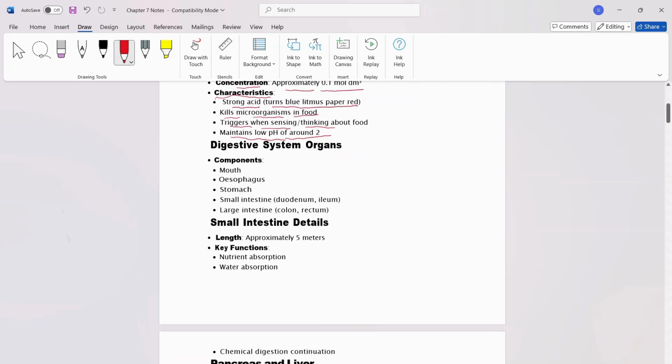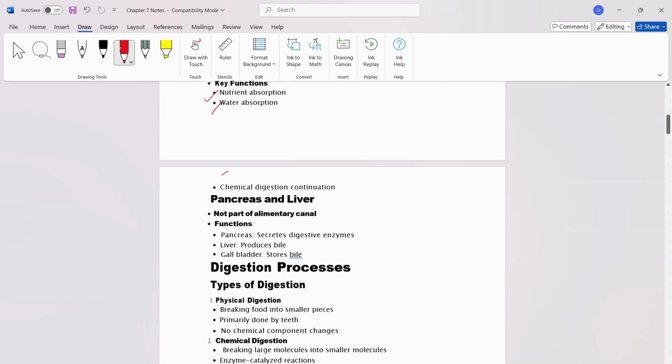Alright. Next is digestive system organs. The components include mouth, esophagus, stomach, small intestine, duodenum and ileum, and large intestine, colon and rectum. Small intestine details: the length is approximately 5 meters. Its key functions include nutrient absorption, water absorption, chemical digestion continuation.